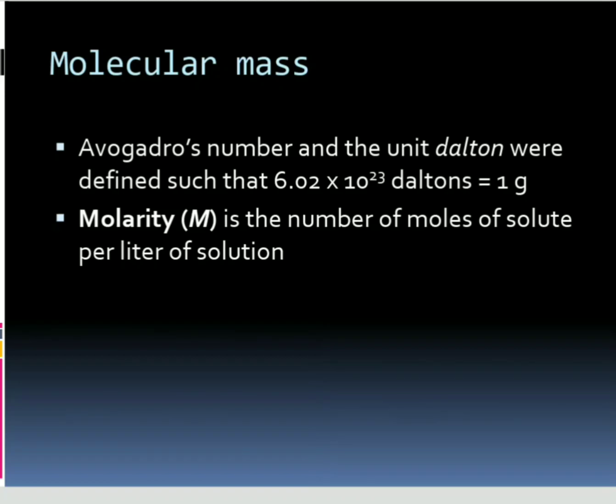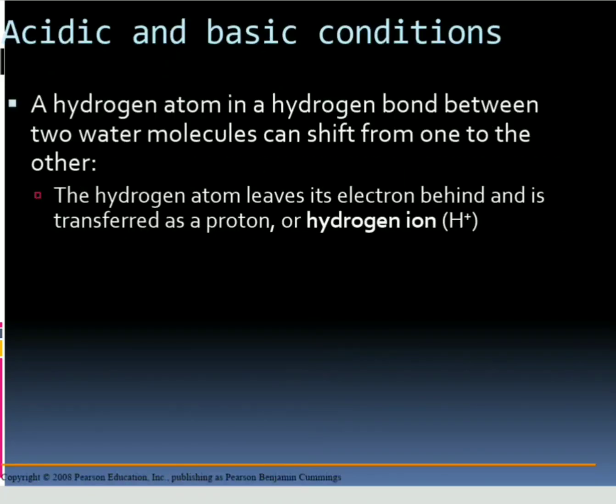Molarity is the number of moles of solute per liter of a solution. So we can count the number of molecules of solute per liter of a solution by knowing their molarity.